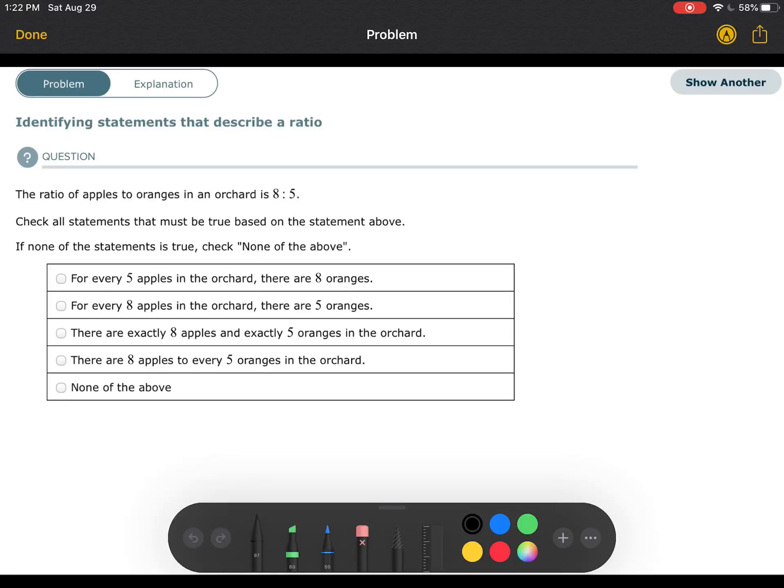Okay, guys, so the topic for this question is identifying statements that describe a ratio. A ratio is a statement that specifically describes how many of something there are in comparison to something else. And there's multiple ways to write it. You can write it in words, which you have here. All of these are ways to write it in words.